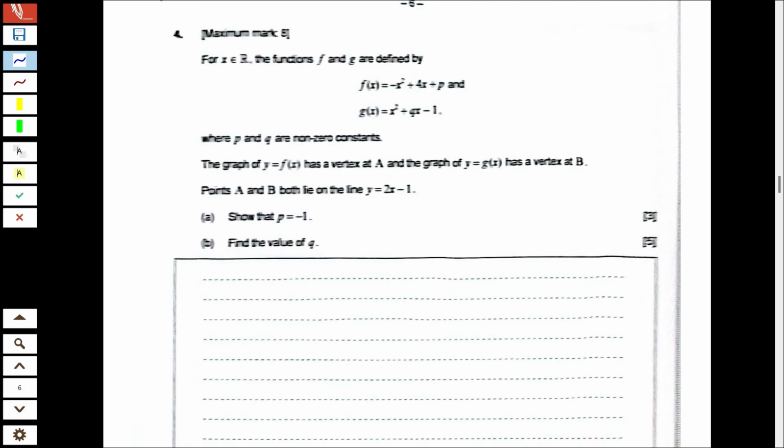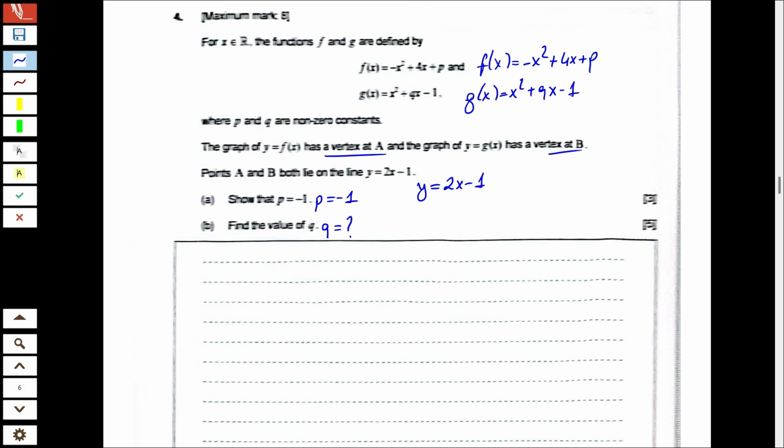Yeah. Question 4 is not seen clearly, but I will write it again. For x a real number, the functions f and g are defined by f of x equals, I'm writing again, minus x squared plus 4x plus p, and g of x equals x squared plus qx minus 1, where p and q are non-zero constants. The graph of f has a vertex at A, and the graph of g has a vertex at B. Points A and B lie on the line y equals 2x minus 1. Show that p equals minus 1 and find the value of q.